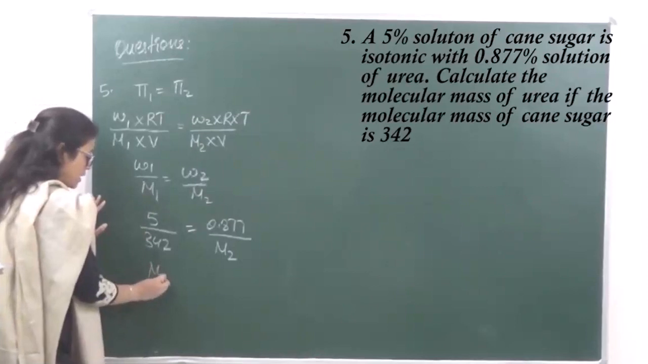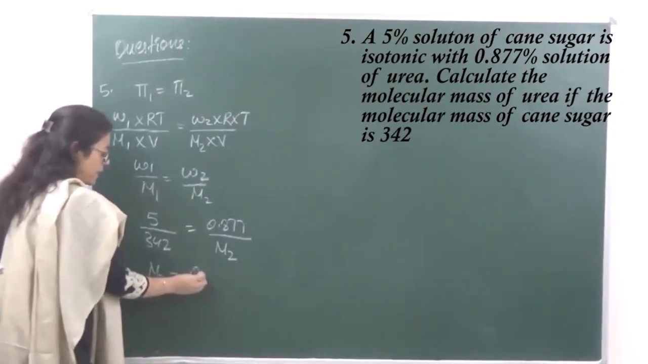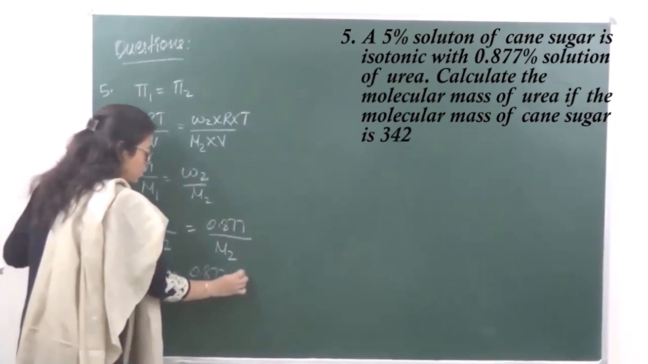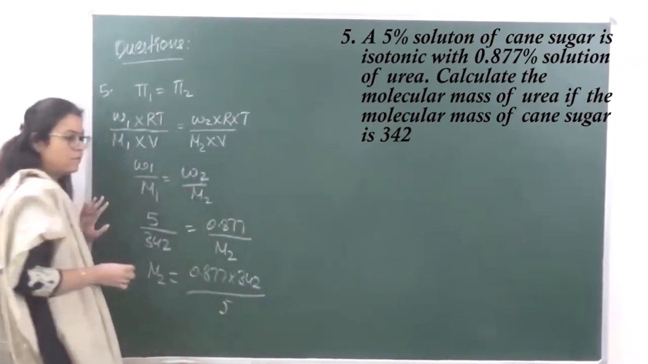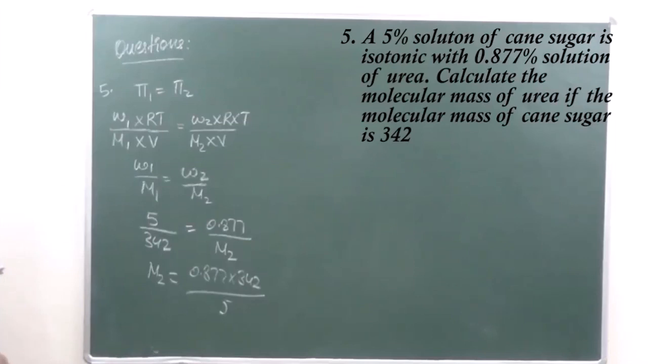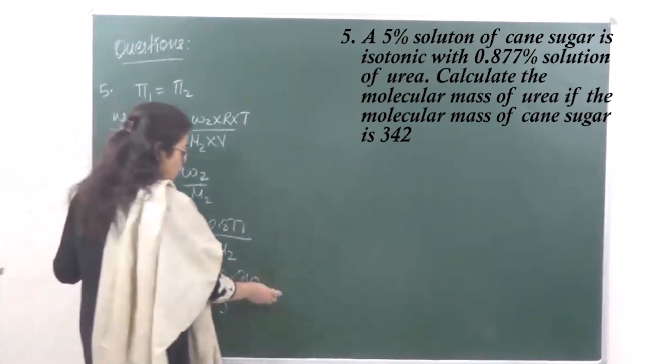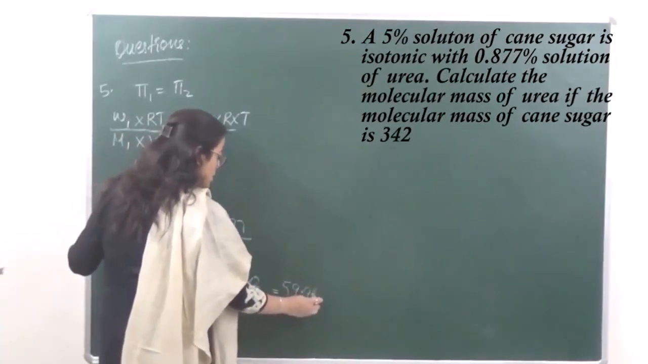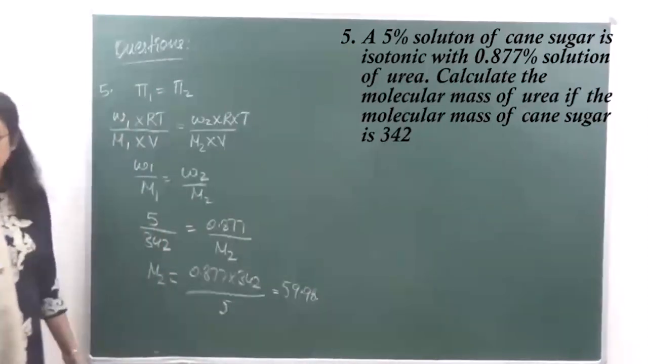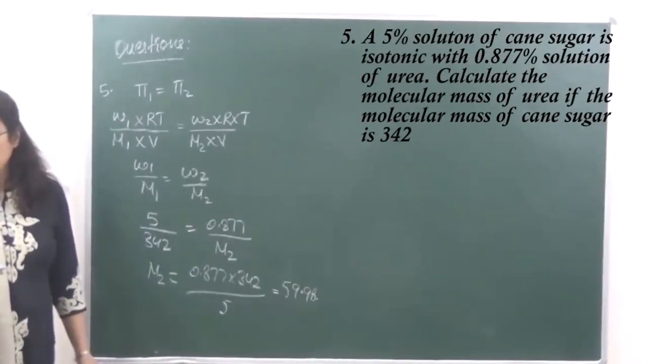So we can calculate M2 now. M2 will become equal to 0.877 into 342 upon 5. That comes to 59.98, or approximately it comes to 60. So these are the type of questions which you will get.